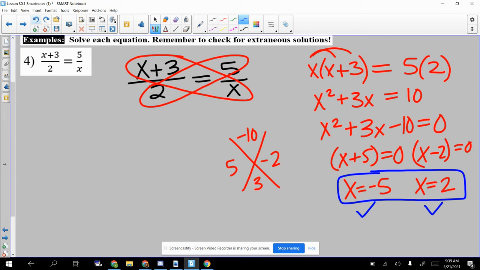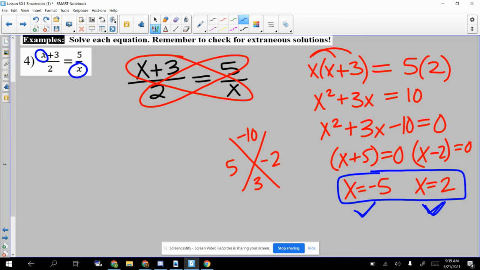I actually plugged both of those back in for x here and here. And in the first one, negative 5 plus 3 is negative 2. Over 2 is negative 1. And then 5 over negative 5 is also negative 1. So that one works. Then if you plug in 2, 2 plus 3 is 5, 5 over 2. And if you plug in 2 in the other one, it's 5 over 2. So both of these end up working. So no extraneous solutions still.